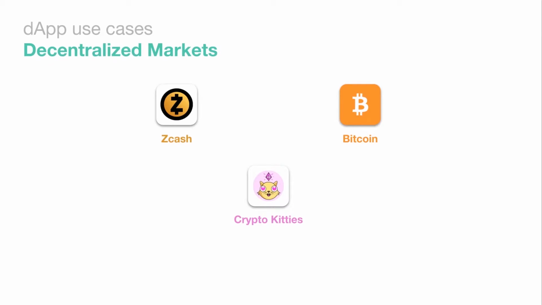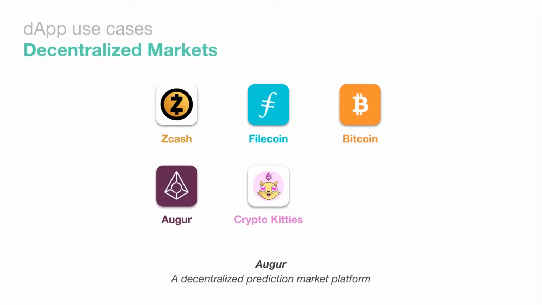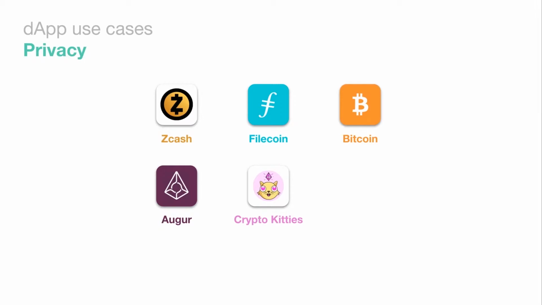Another big segment is decentralized markets. Filecoin is a decentralized market for storage, and Augur for predictions, because there is no intermediary and that makes them a cheap and open alternative to centralized marketplaces. More people are realizing how much power data has and are concerned about who owns their data and what happens with it. Blockchain projects are building solutions that aim to keep the control of this data in the user's hand.